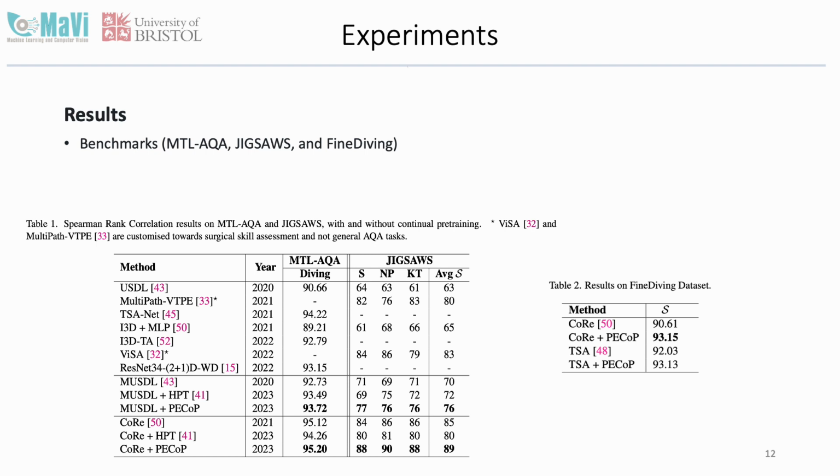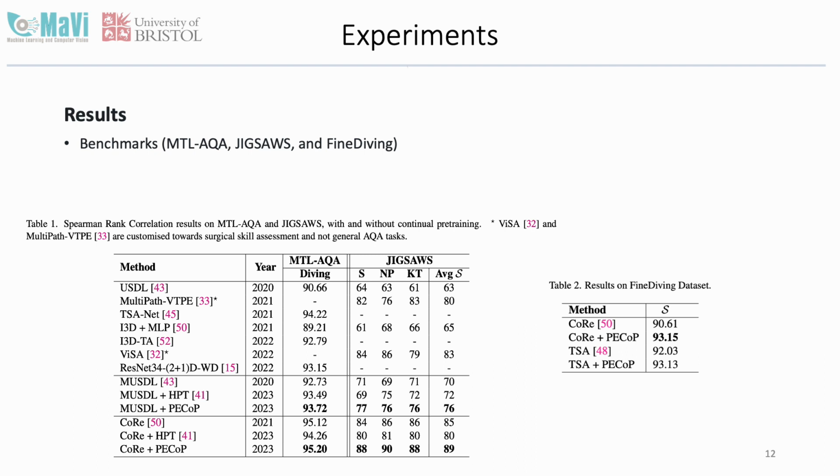Here you can see our results on benchmark datasets. In Table 1, we show our results on the MTL-AQA and JIGSAWS datasets, comparing our baseline methods USTL and CoRe with enhancements by PECoP and a recent continual pre-training workflow named HPT. As you can see, our PECoP method consistently improves results across all tasks, especially on JIGSAWS. On the other hand, HPT actually decreased CoRe's performance, likely due to overfitting because of its larger parameter updates.